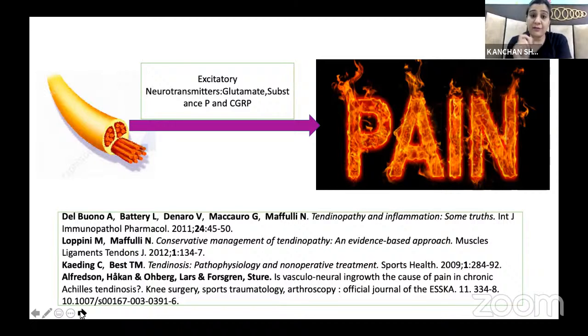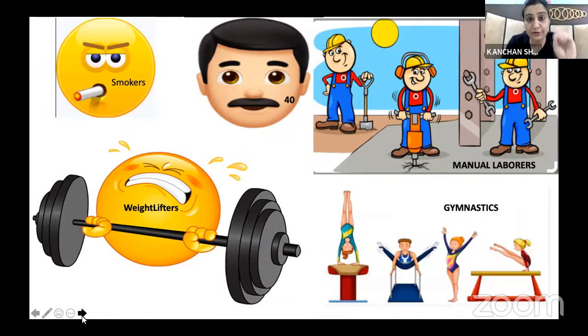Fine. But why exactly will there be pain in these conditions, right? When a degenerative process sets in, the nerves also grow there, and they release all the excitatory neurotransmitters, which are responsible for causing the pain in that particular area.